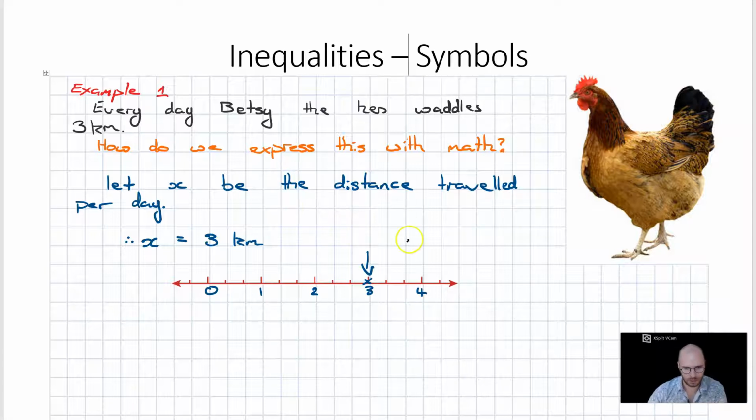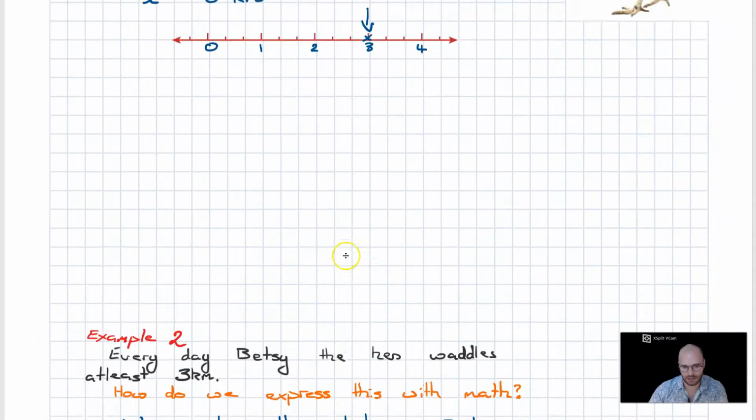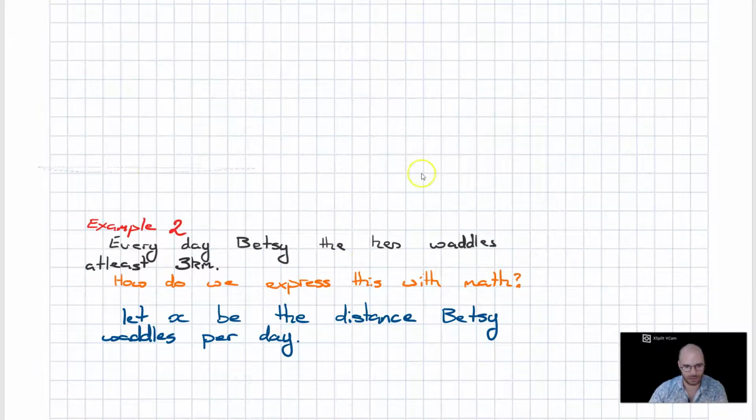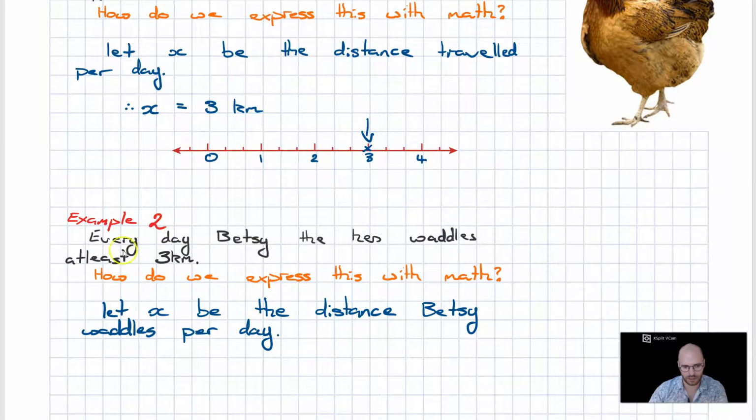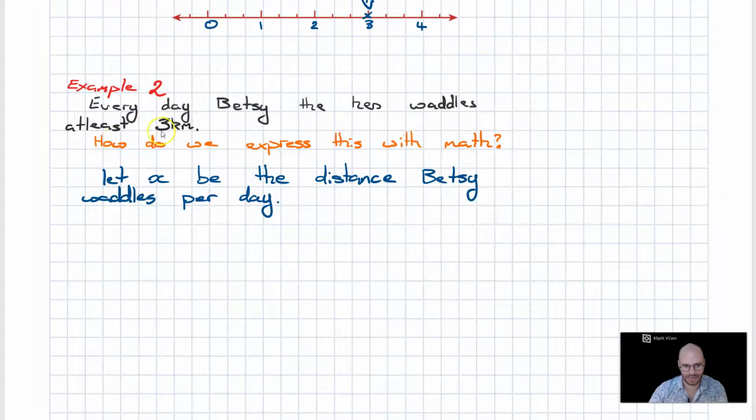So nice and simple. Now imagine that we change the scenario such that it's slightly different. Rather than having a fixed value of 3 kilometers, let's change it to at least 3 kilometers. So example 2 here, we have every day Betsy the hen waddles at least 3 kilometers. So keyword on at least. How do we express this using math? And of course we can use the exact same method as before, and we can say let x be the distance that Betsy waddles per day. So we can rewrite it as x something 3 kilometers.